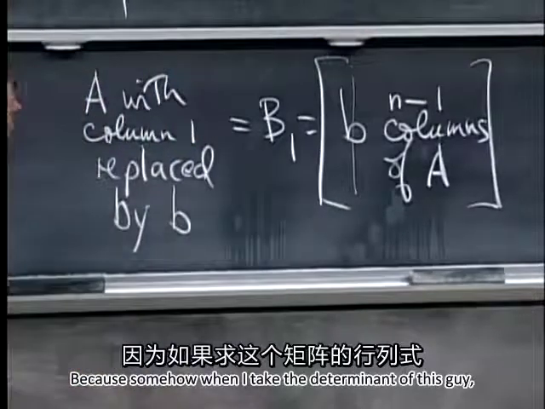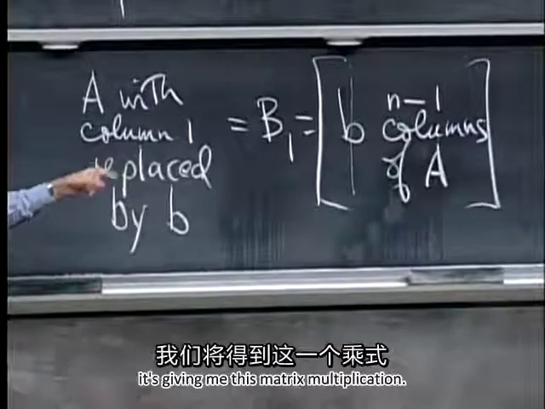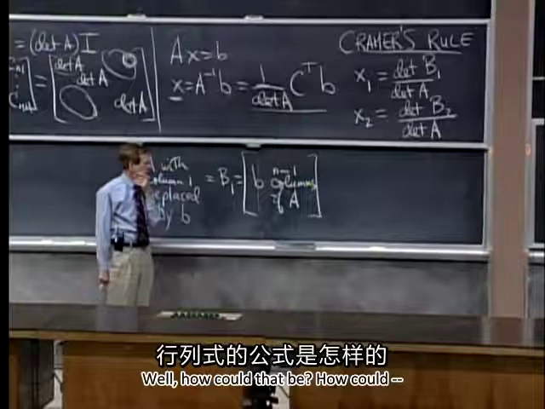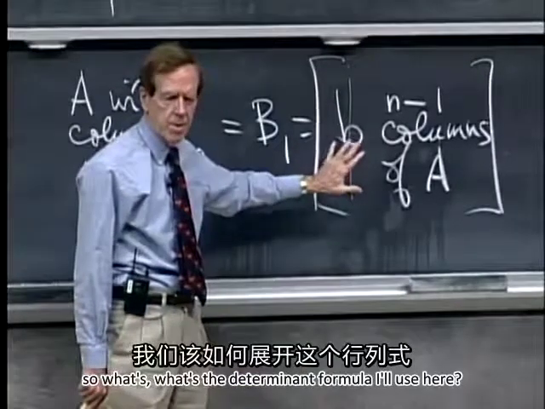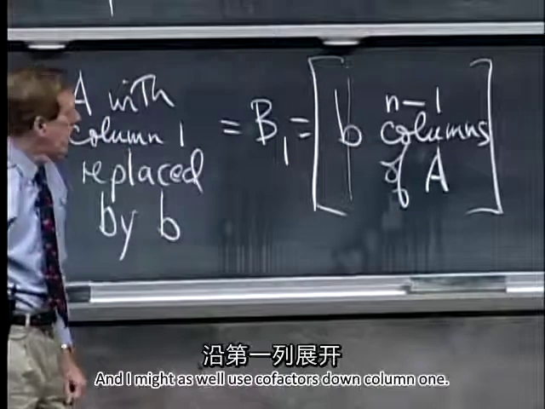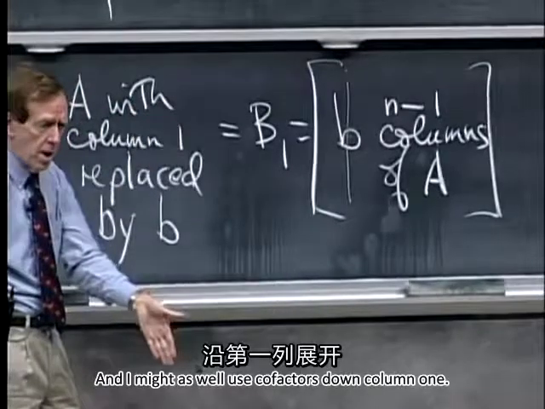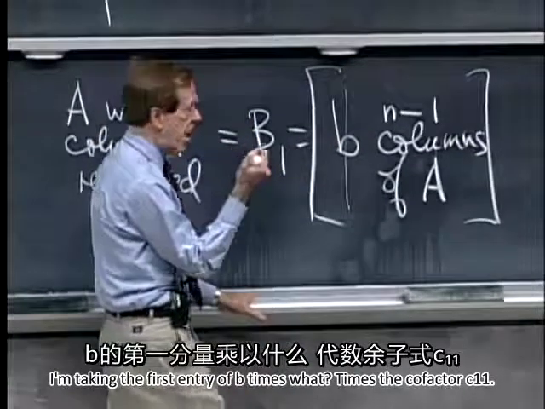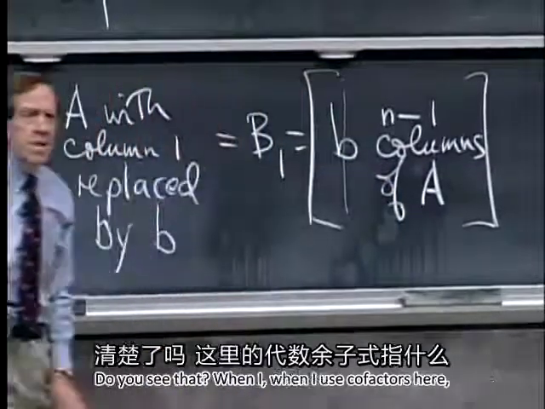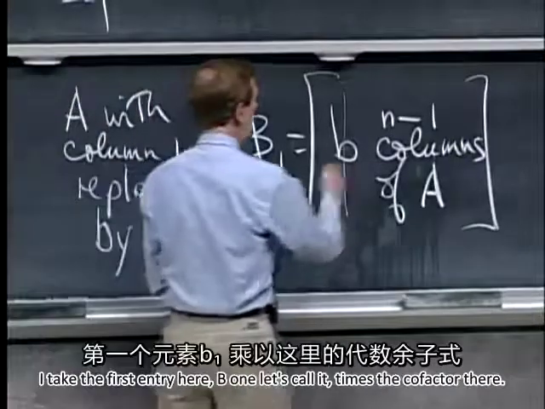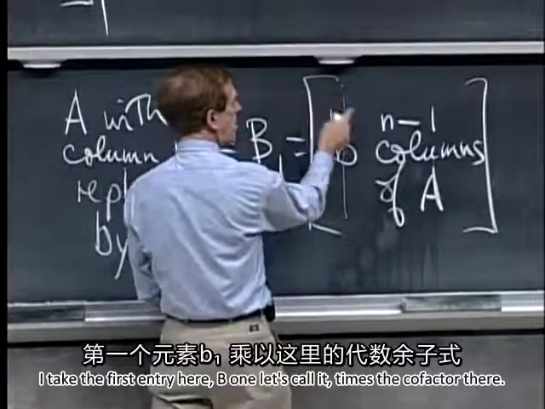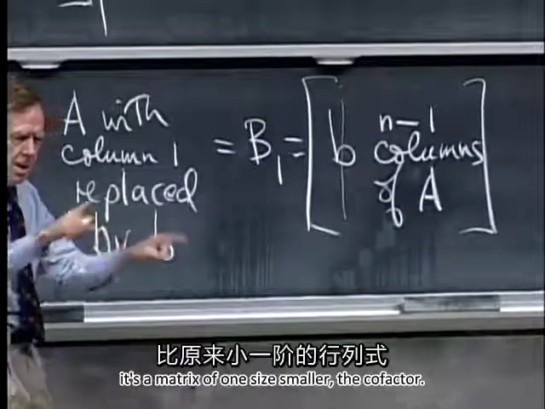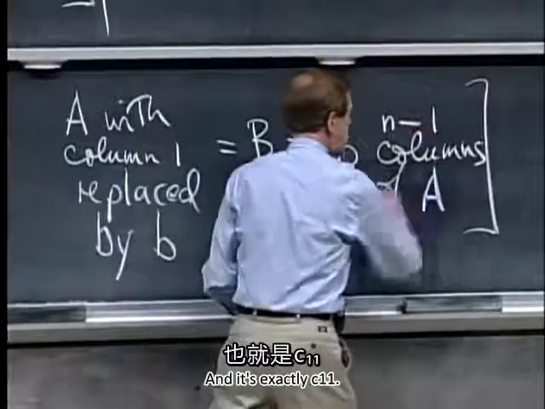Because somehow when I take the determinant of this guy, it's giving me this matrix multiplication. Well, how could that be? Well, what's the determinant formula I'll use here? I'll use cofactors, of course. And I might as well use cofactors down column 1. So when I use cofactors down column 1, I'm taking the first entry of B times what? Times the cofactor C11. Do you see that? When I use cofactors here, I take the first entry here, B1, let's call it, times the cofactor there. But what's that cofactor? And my little hand waving is meant to indicate that it's a matrix of one size smaller, the cofactor. And it's exactly C11.